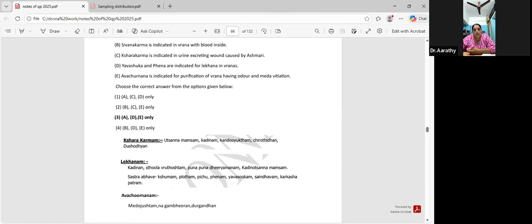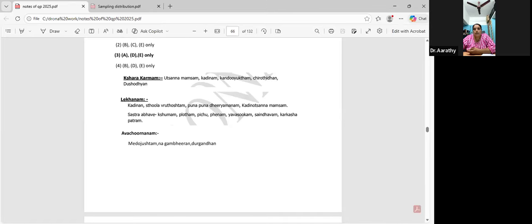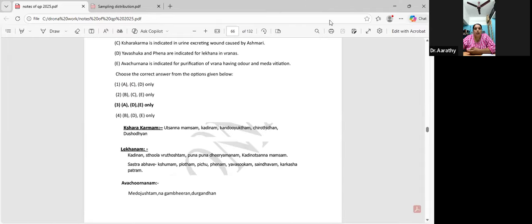Now you can go and check your options. If you have A and D coming as correct, the first option has A and D correct, but C has come there. C we have omitted as wrong. So with C being wrong, you can omit options 1 and 2 already. Now you stick to 3 and 4. B is also wrong. Sivana karma with blood inside is not possible. So 4 is also wrong. So you can deduce your answer to be 3 itself.